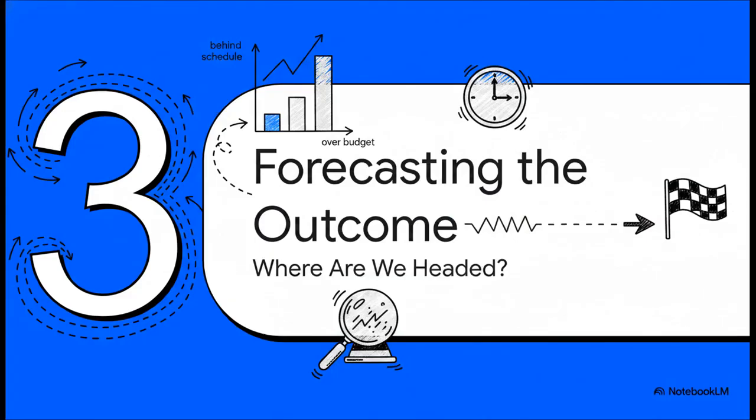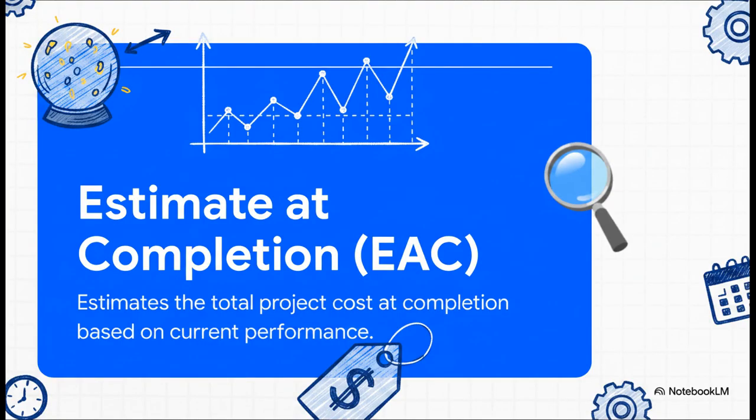Okay, let's recap. The diagnosis so far is grim. We're over budget, behind schedule, and inefficient. But here's where EVA gets really powerful. We can use these numbers to look into the future. It's time to forecast where this project is actually headed. This is the big one, the Estimate at Completion, or EAC. It answers the question everyone is afraid to ask. If we keep going like this, what's the new, final price tag for this project going to be? Think of it as our financial crystal ball.